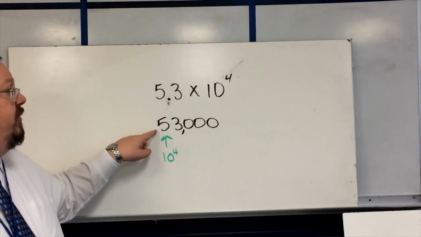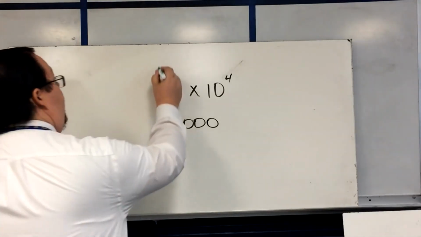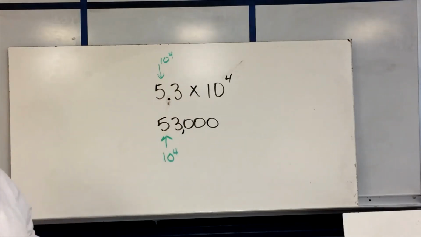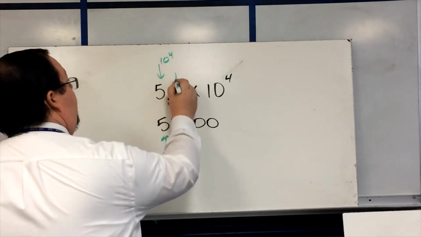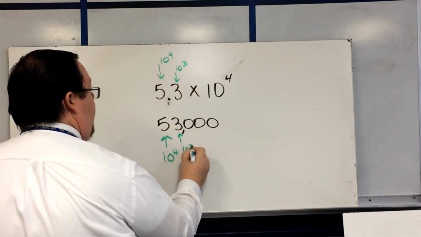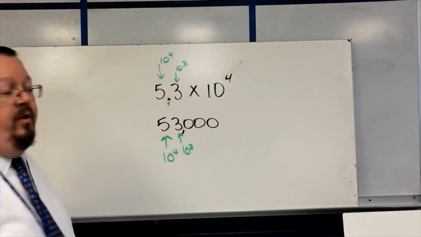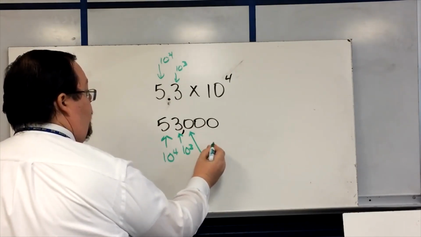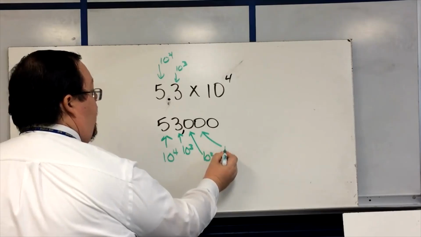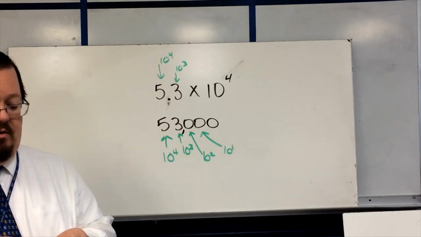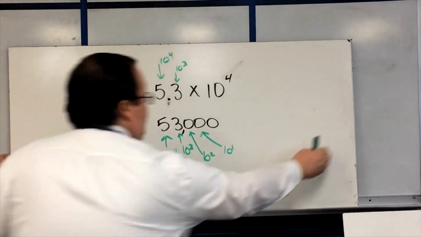The 10 to the fourths are here. What's next to it? The 10 to the thirds place. And if we need to keep going down, the 10 to the 2s, the 10 to the 1s, and keep going. So let's get ready to add.